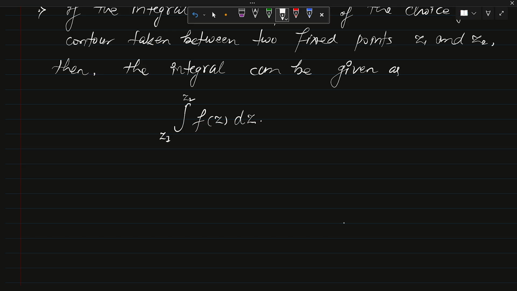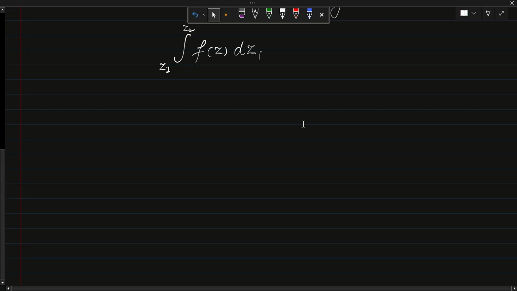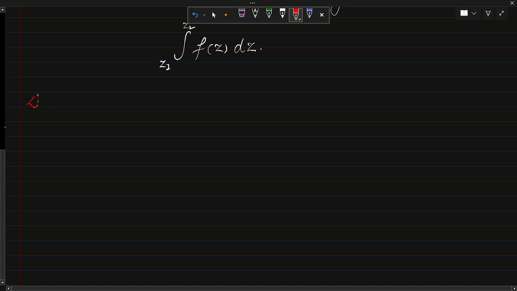Okay, now we know how to represent the integral. So at this moment we are going to define the contour integral. Okay, so now we are writing the definition of contour integral. Definition, and this definition is going to discuss contour integral. Okay, so how will we define this?